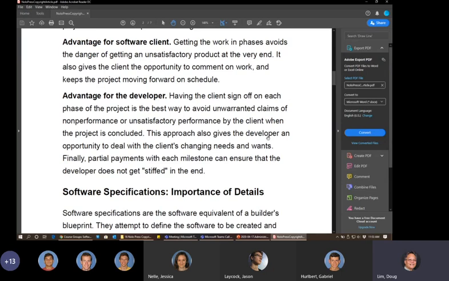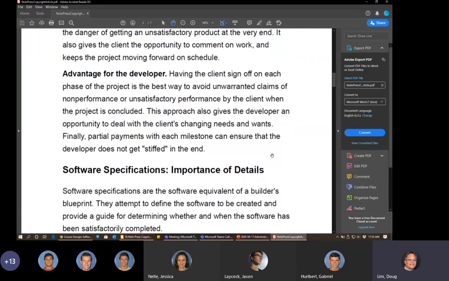And so that's the next paragraph, that it gives the opportunity to have partial payments. Generally payments are delivered with successful acceptance of work at a particular milestone. And the advantage here is that the developer is getting paid along the way at key points in the project. So there is not the situation where they would get stiffed in the end and end up with nothing. They will at least get partial payments delivered on each of the milestones.